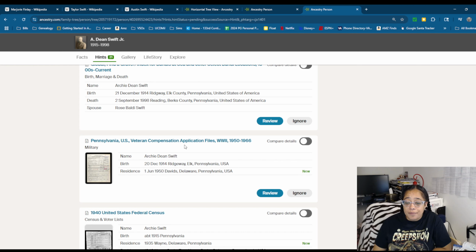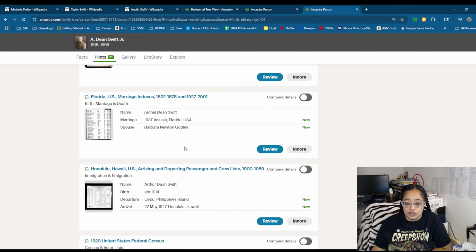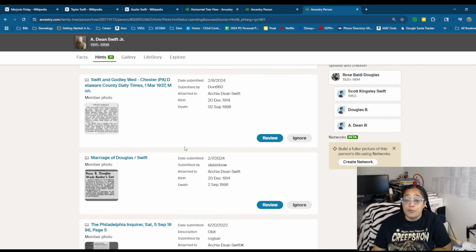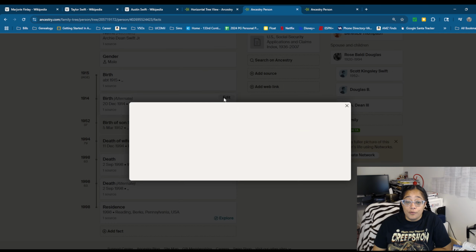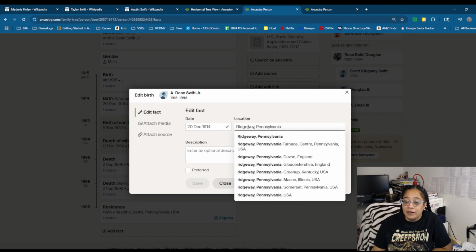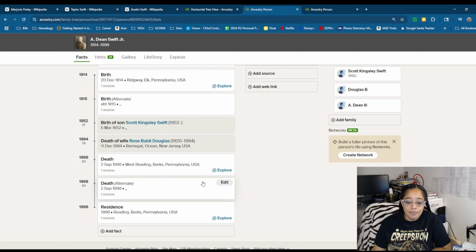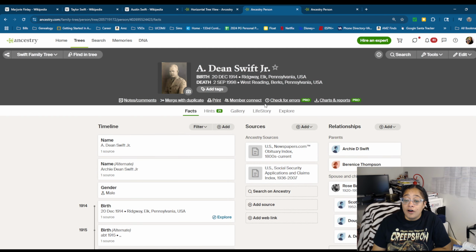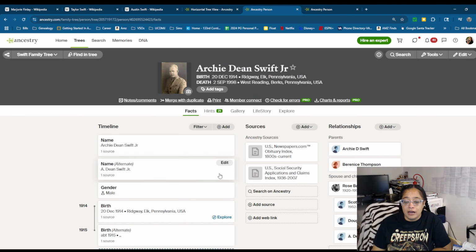Looking at the compensation application files, we do see that Ridgeway, Elk, Pennsylvania was where he was born, although it seems that Ancestry's AI has a little bit of an issue with the spelling. So we can go back, refresh our facts page, and I'm going to say, you know what, that's good for me. I'm going to remove the E so the correct county comes up, and then I'm going to click preferred and save that. So now we have all this, and then I'm going to do the full name, preferred, and save. And we're going to hit close.